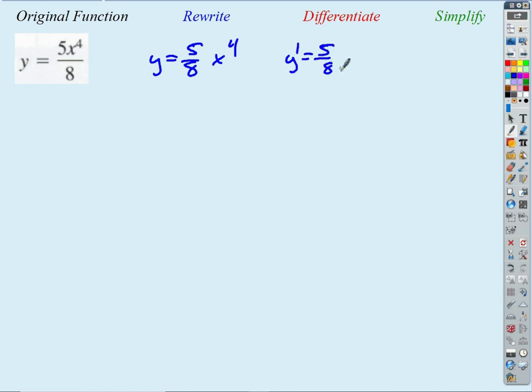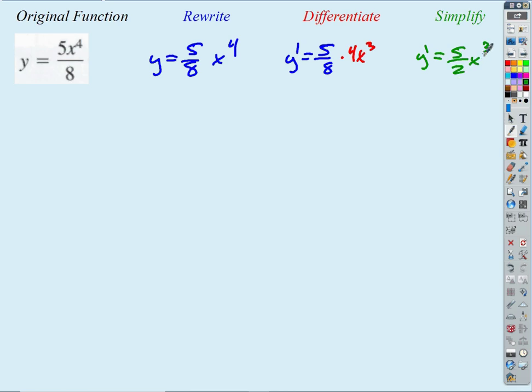So 5/8, what's the derivative of 4x cubed? And then we just would simplify. What do we get for our answer when we simplify? So 10, what was that going to be? 5 halves x cubed. Okay.